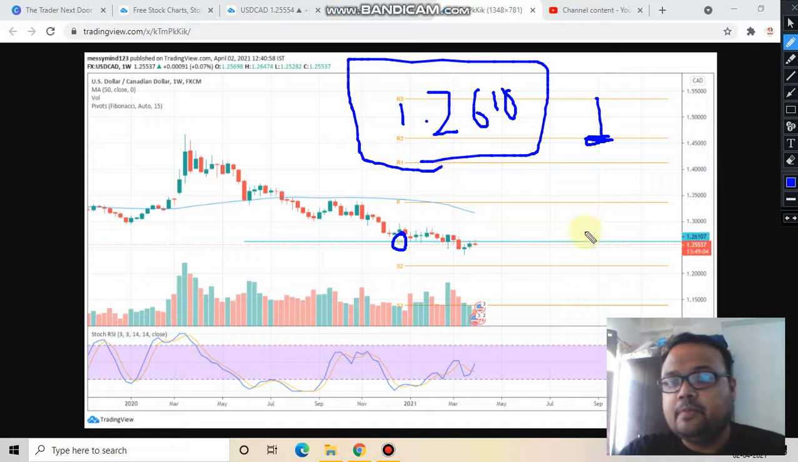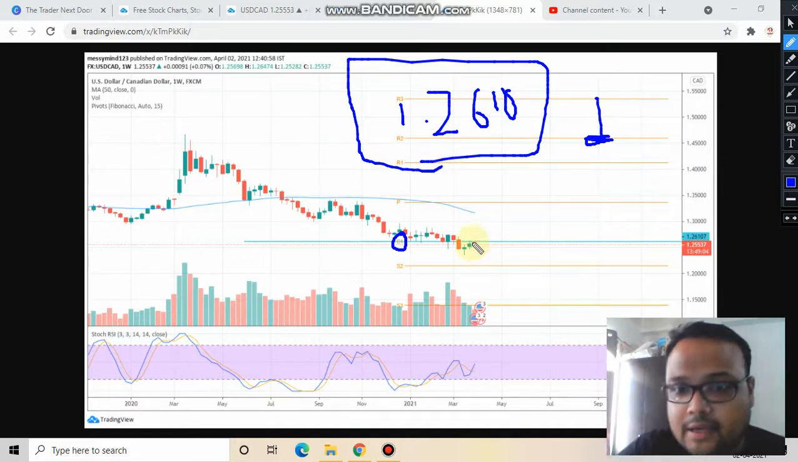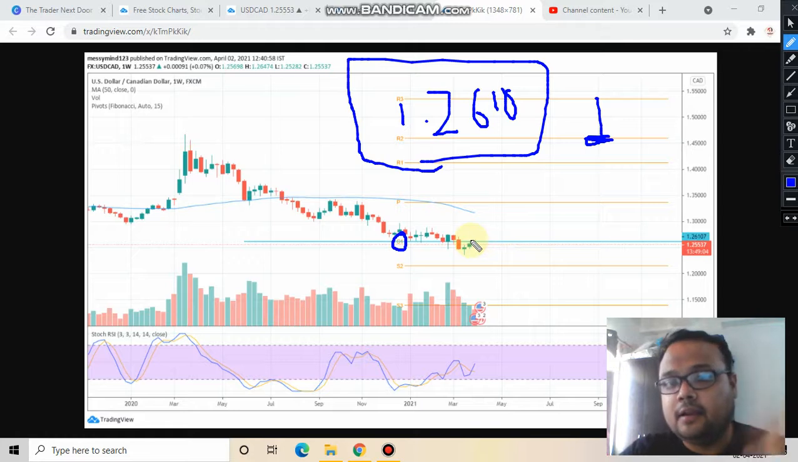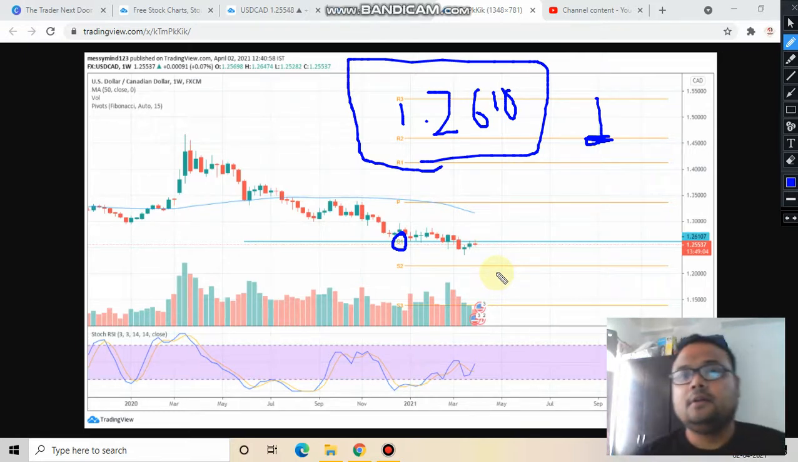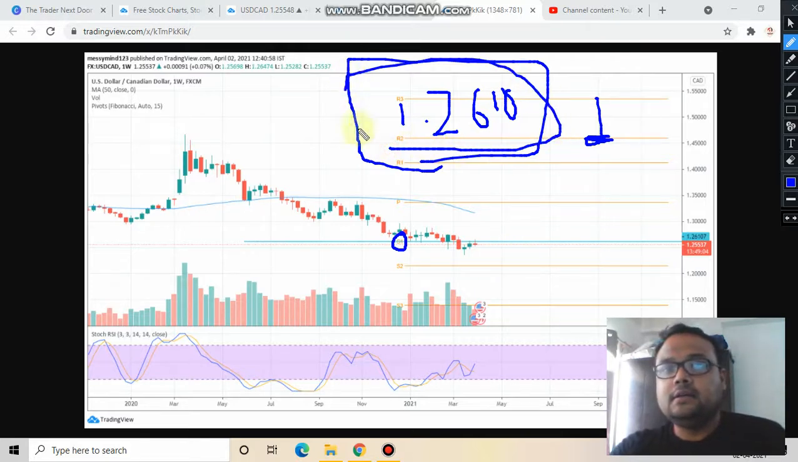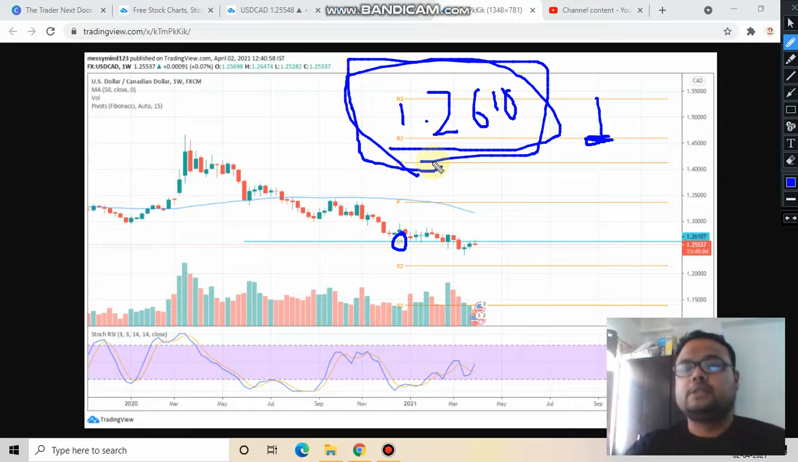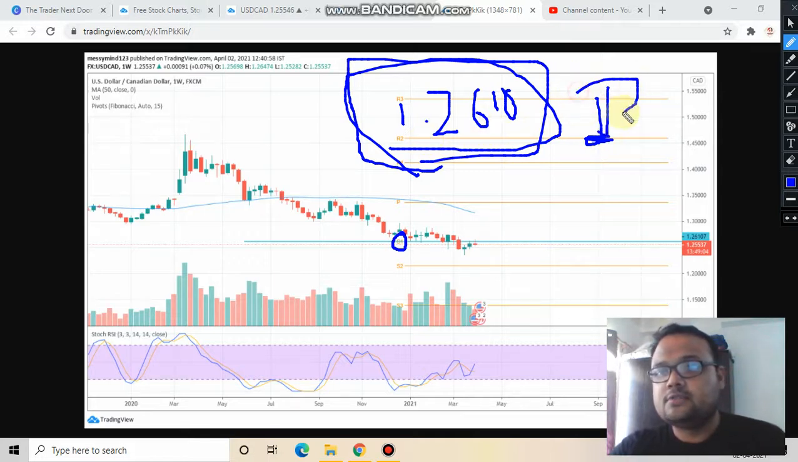We can also see that last week also market tried to cross the level, but market failed, and market formed the spinning top kind of a pattern. This week market tried again, but market has failed. So this 1.2610 is a strong resistance for the market as of now. So this is what we got from the weekly chart. 1.2610 is a resistance for the market.